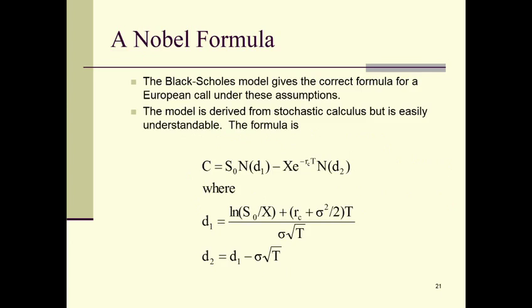So here is the Black-Scholes formula. A call is equal to S N(d1) minus the present value of X times N(d2), where d1 and d2 are given by these two formulas here. What is the formula for binomial? Can someone remind me? What is the formula for binomial, for a call?